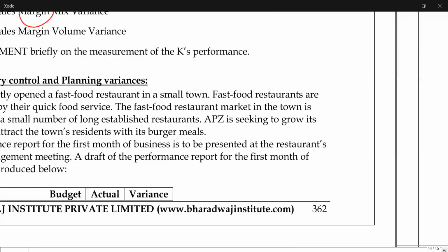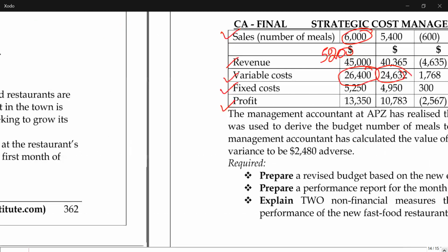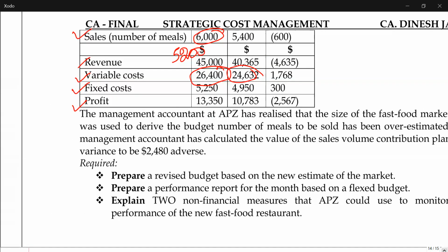Since this is a quick food service business, maybe time taken to deliver the product or time taken to serve the food could be one of the parameters which I can use to assess how my performance is improving, and also the feedback rating from my customers. Clear? We'll end with this. We'll do marginal costing in next session.